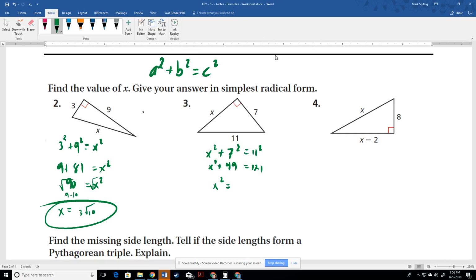So radical 72. So x is just going to be, well, that's 36 times 2, so 6 root 2.